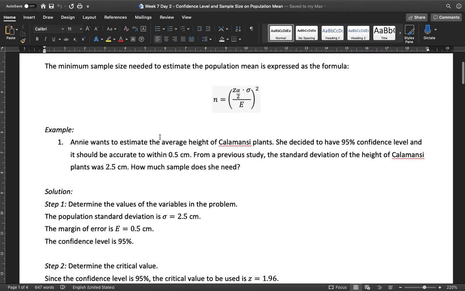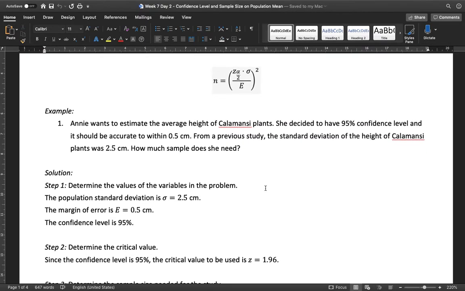So, this is an example here. Annie wants to estimate the average height of calamansi plants. She decided to have a 95% confidence level and should be accurate to within 0.5 centimeters. From a previous study, the standard deviation of the height of calamansi plants was 2.5 centimeters. So, we were able to determine the population standard deviation through a previous study. So, how much sample does she need? So, ano yung sample size na kailangan niya in order for her to conduct the study? And her study is ina-try niyang i-determine yung population mean ng average height ng calamansi plants.